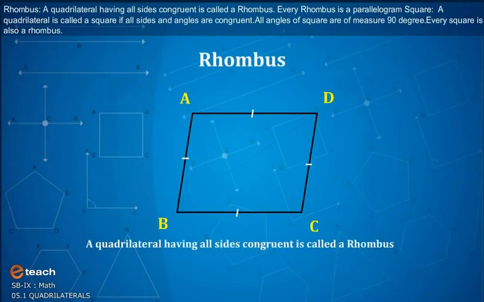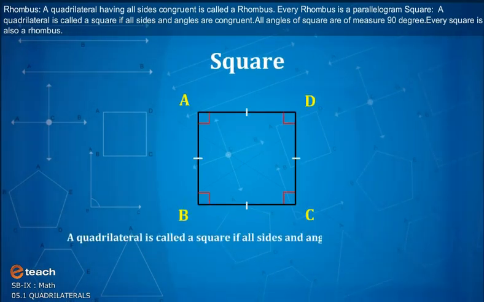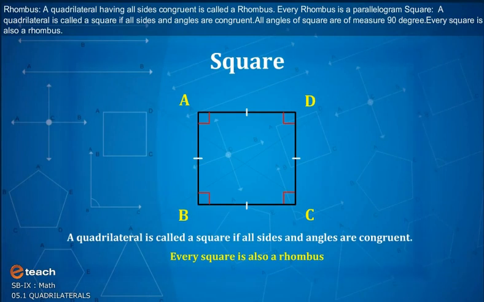Rhombus. A quadrilateral having all sides congruent is called a rhombus. Every rhombus is a parallelogram. Square. A quadrilateral is called a square if all sides and angles are congruent. All angles of a square are of measure 90 degrees. Every square is also a rhombus.